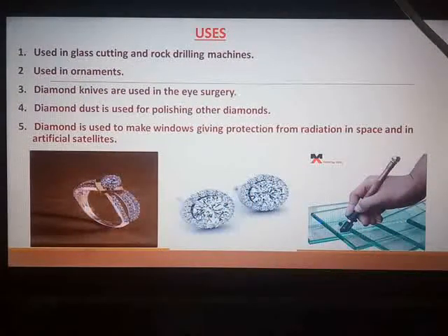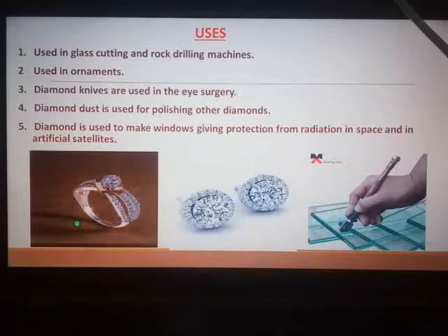Diamond, the word itself tells you they are used in ornaments. It is the hardest natural substance, hence used in glass cutting and rock drilling machines. Diamond knives are used in eye surgery. Diamond dust is used for polishing other diamonds. Not only that, diamond is used to make windows giving protection from the radiation in space and also in artificial satellites. Apart from this, any other use from Google or which you know, you can write on your own in the exam.